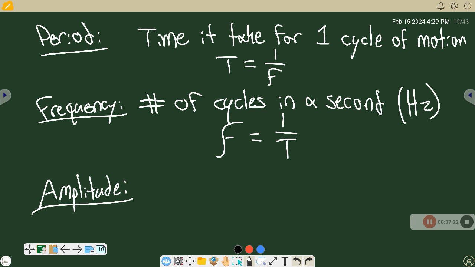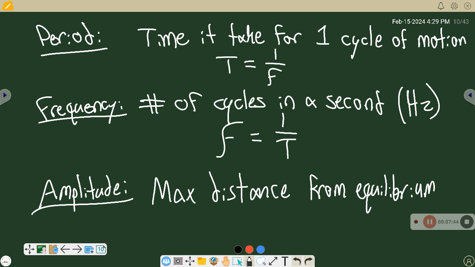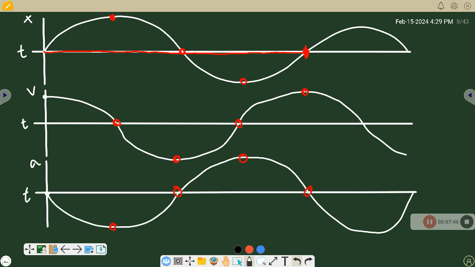Finally, we have our actual new vocab word here. That's the amplitude. We're going to say that is the max distance from equilibrium. The max distance from equilibrium. Okay? So looking back here, our amplitude would be measured at this point here. It would be this distance there. It could also be measured here. It would be this distance here.